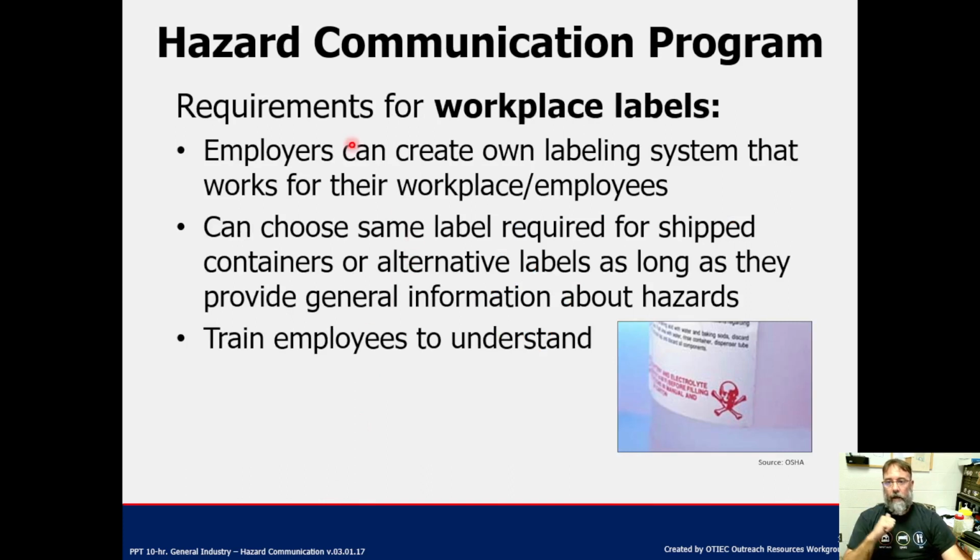Workplace labels, like I said, secondary labels. You can create your own labeling system that's going to work for you as an employer, or as employees, something that works and makes sense. You can use the same label as required, or an alternative label, provided the general information is there. Obviously, training. We went back a dozen slides ago. Training is important. You can have all of these standards set in place, but if no training's been done, it's pointless.